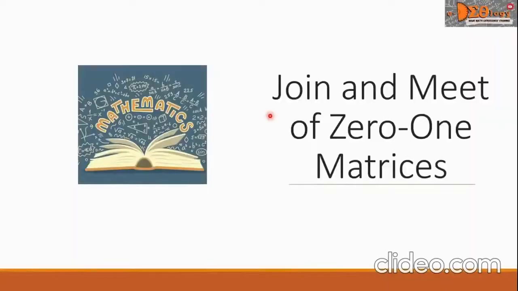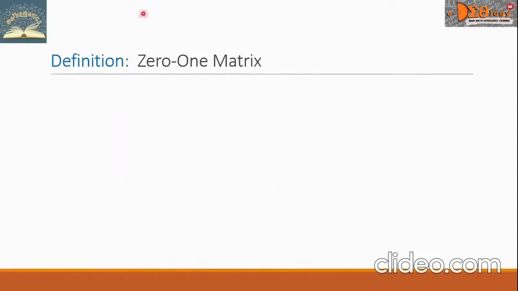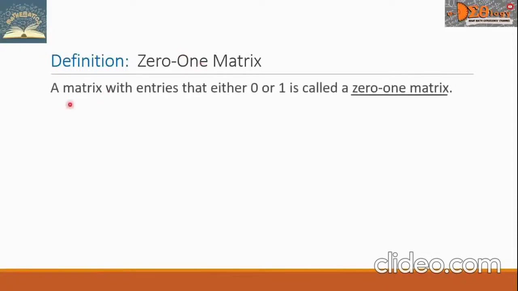Hi everyone. Today we're going to study join and meet of 0, 1 matrices. First, let us define 0, 1 matrix. A matrix with entries that are either 0 or 1 is called a 0, 1 matrix. We have one example here, matrix A. Entries are 1, 0, 1, 0, 1, 0.